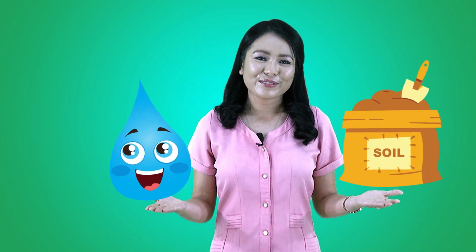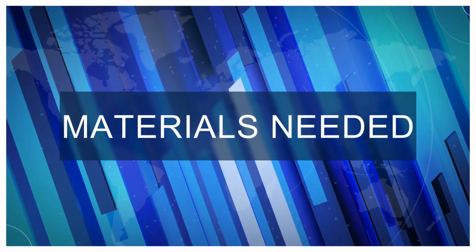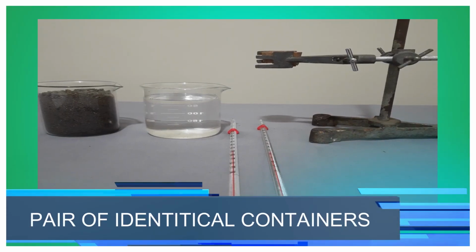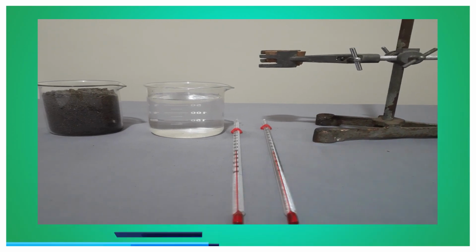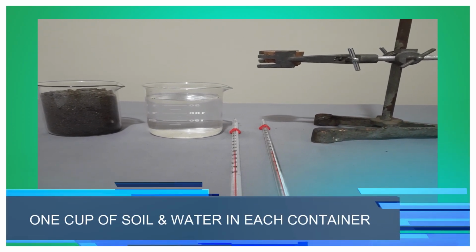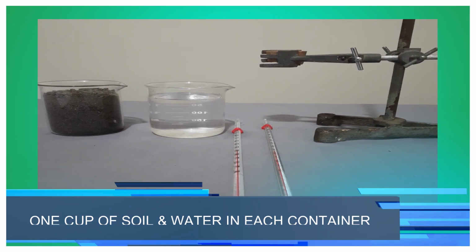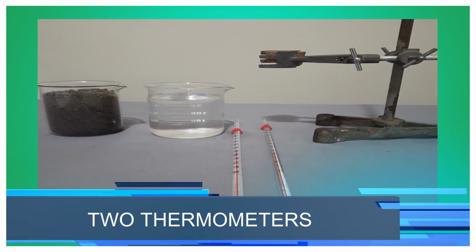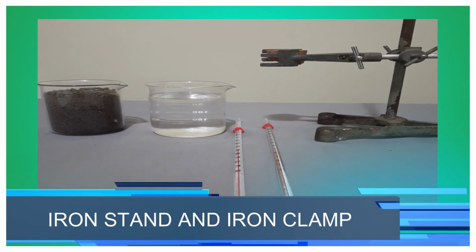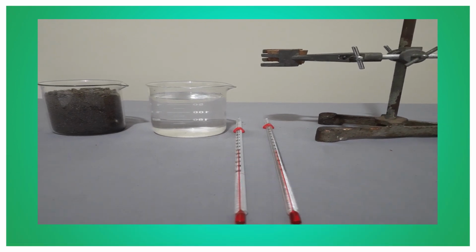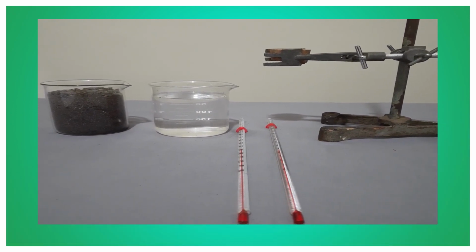So here's a short video of my experimentation in determining which heats faster and cools faster between the water and the soil. These are the materials that we need in this experiment. A pair of identical containers. You can use any containers at home as long as they are identical. Fill in 1 cup of soil and water for each container. 2 thermometers. You can use digital thermometers at home. An iron stand and iron clamp. You can use any materials at home that can hold the thermometer during the experiment.